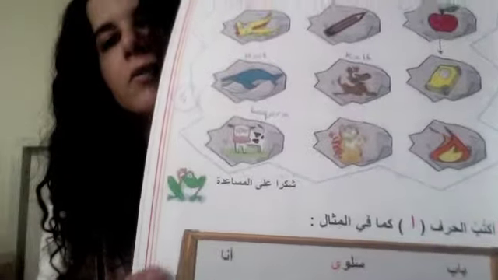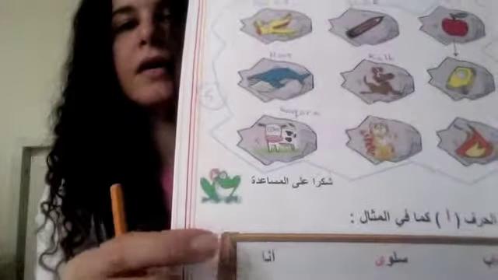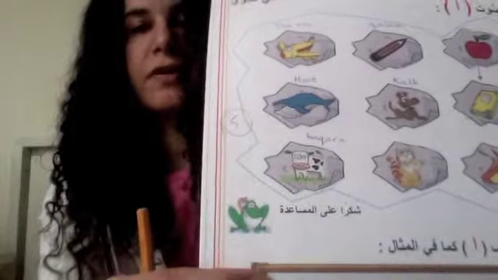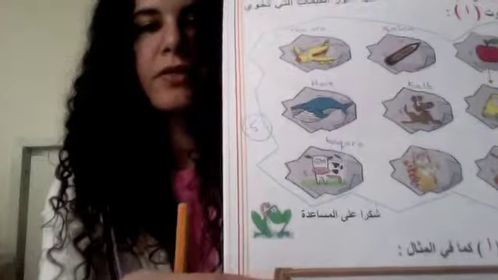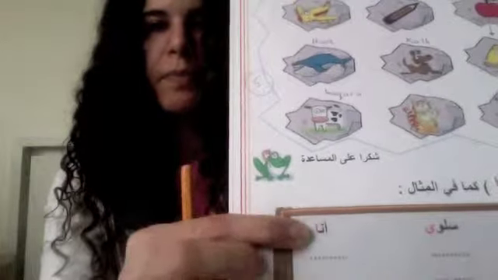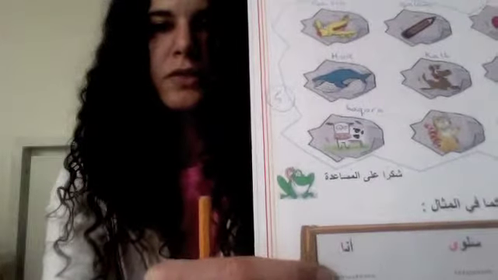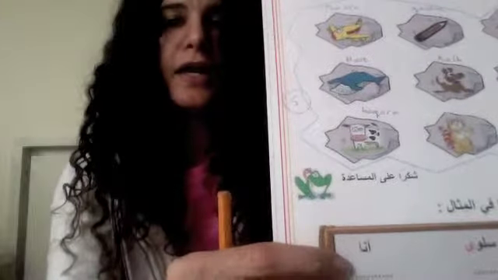Last part. Write the letter alif as in the example. We've got 3 words here: ana, Salwa, bab. Do you see the alif? In ana, there's an alif, 2 alifs. One in the beginning with the hamza, and then the second one without the hamza. So basically just copy these words twice underneath it. So write ana, ana, and then Salwa.